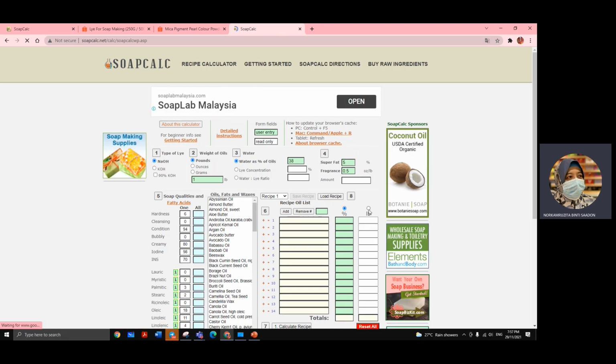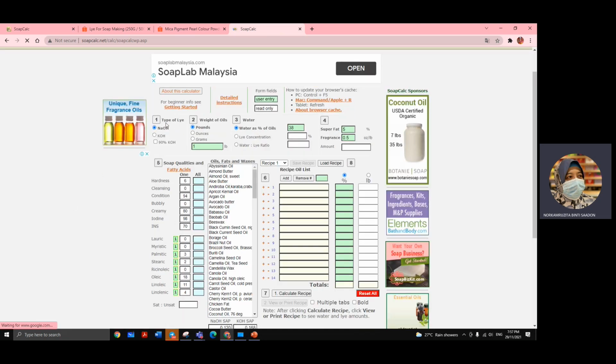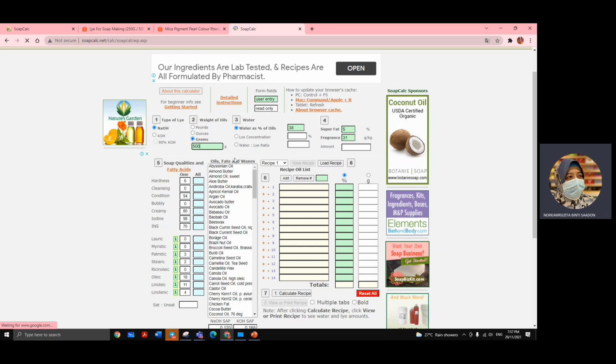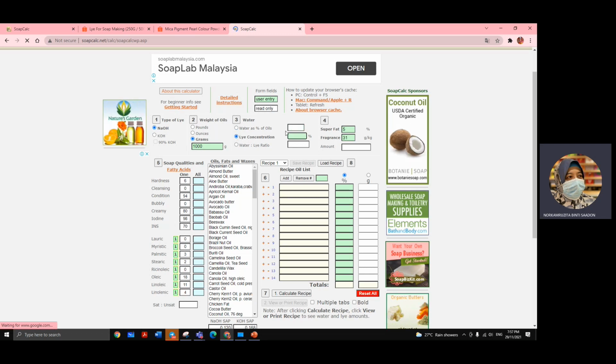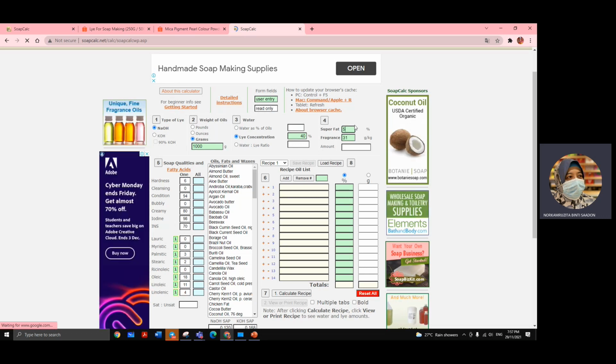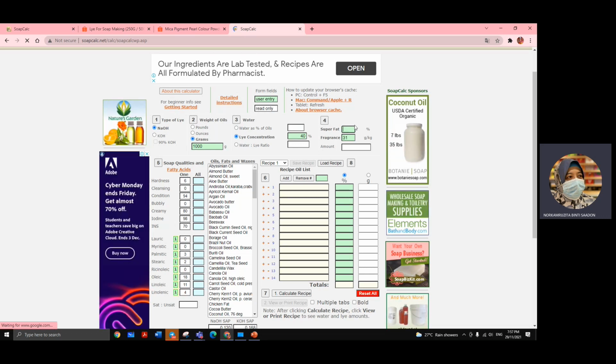This is the moment where you choose sodium hydroxide. You choose grams. If you plan to have 500 grams, just put 500 grams. If you want to have 1 kilogram, you just put 1,000 grams. And then for water, number 3, you just choose lye concentration. I like to choose 40%. And then for superfat, you can go up to 5. I just want a little bit, maybe only 3%.